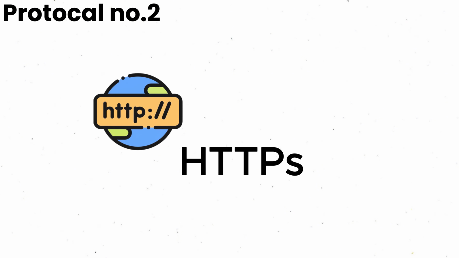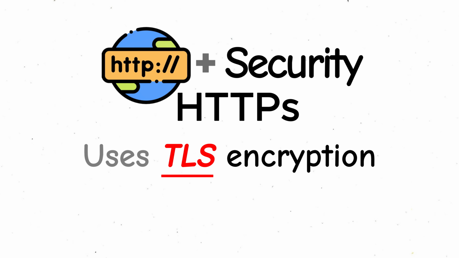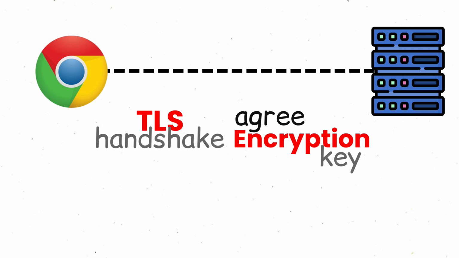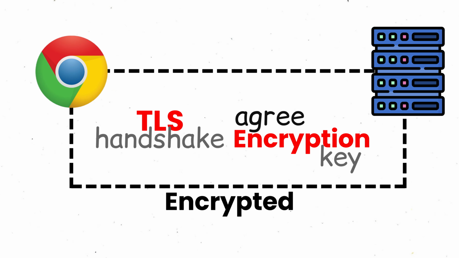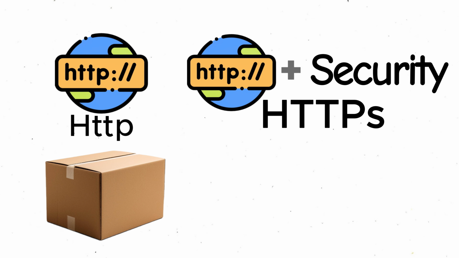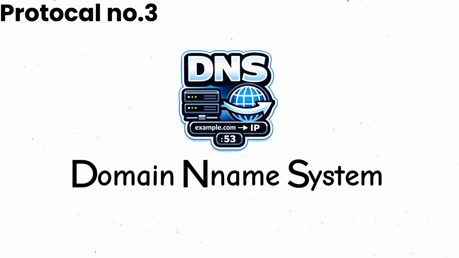HTTPS is just HTTP plus security. The S stands for secure. It uses TLS encryption. Port used: 443. Here's what happens step by step. Your browser connects to the server. They perform a TLS handshake. They agree on encryption keys. All communication becomes encrypted. Now, even if someone intercepts the traffic, they can't read it. Core idea: HTTP sends data. HTTPS protects data.